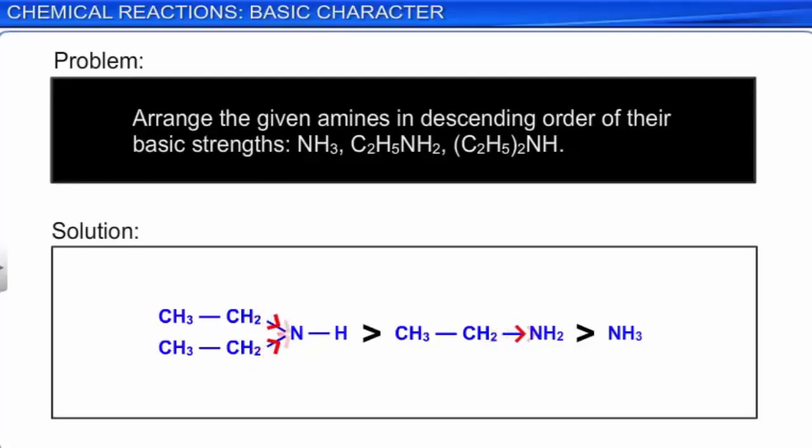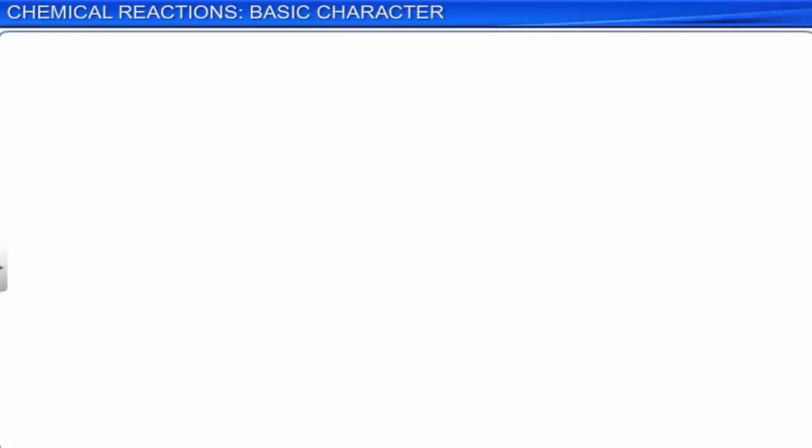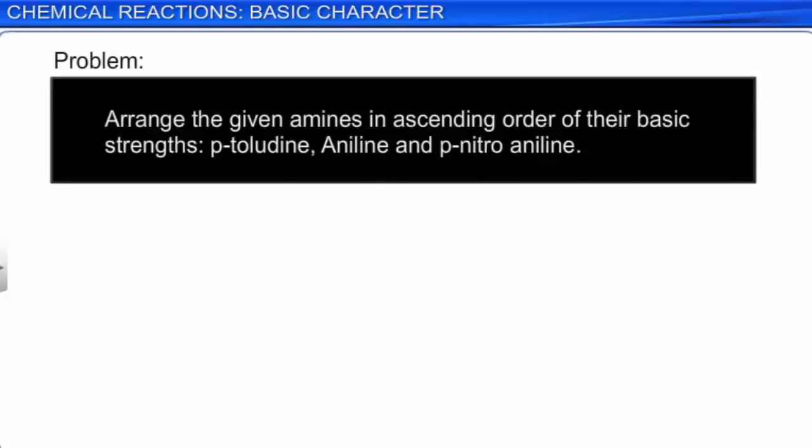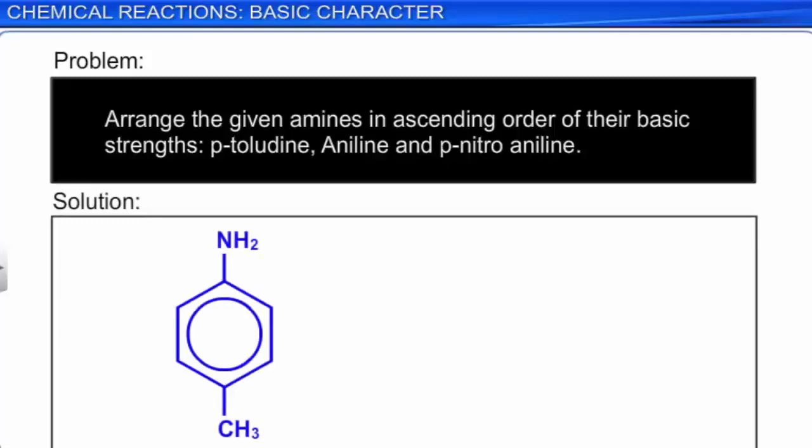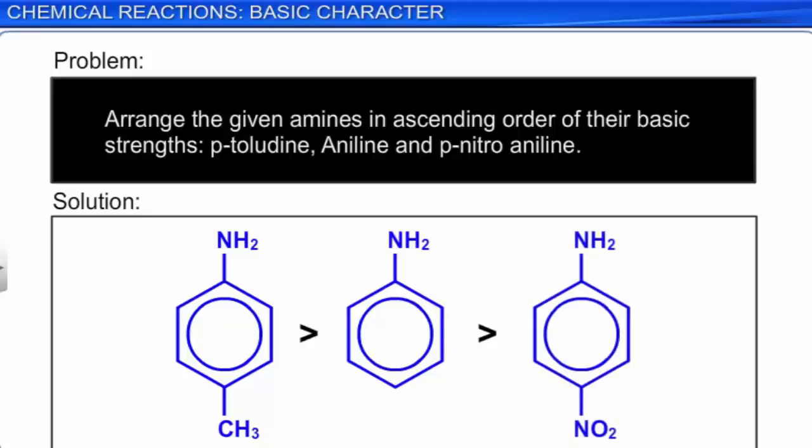Here's another problem. Arrange the given amines in ascending order of their basic strengths. Try to work out the answer yourself before checking the solution. The ascending order of the basic strengths of these amines is p-nitroaniline, then aniline, then p-toluidine. Here, NO2 has a -I effect and is thus less basic than aniline, while the methyl group has a +I effect and is therefore more basic than aniline.